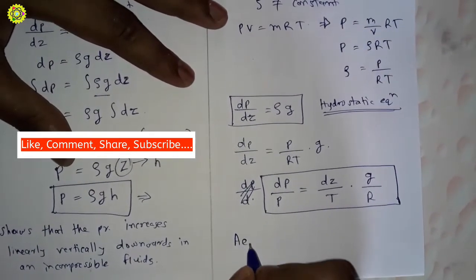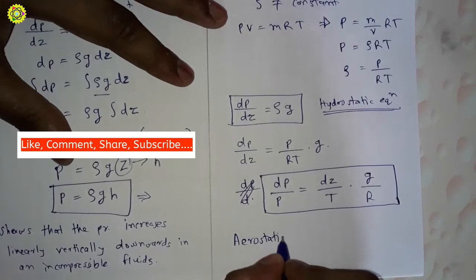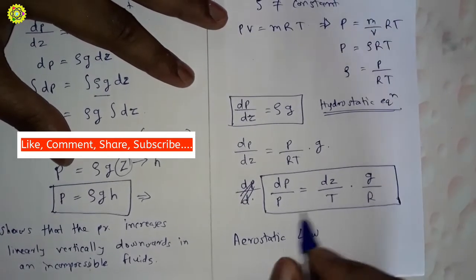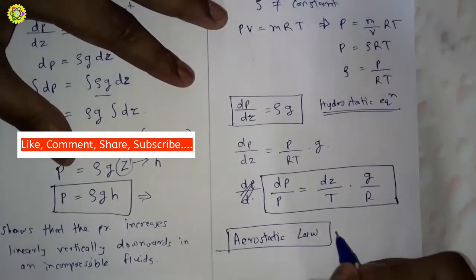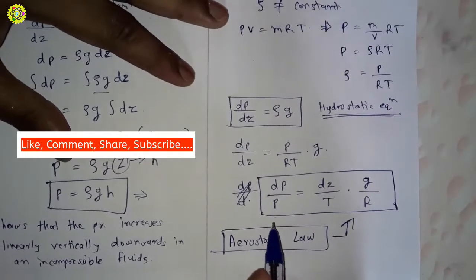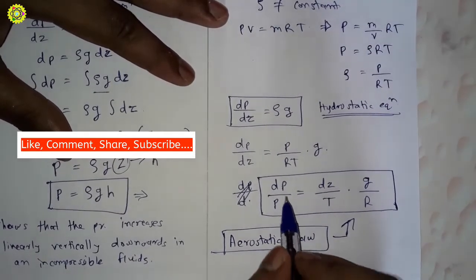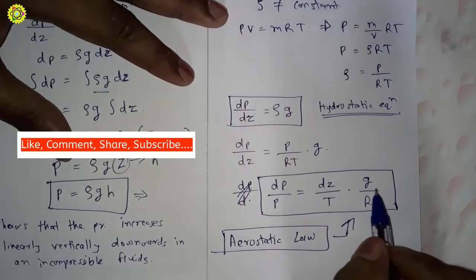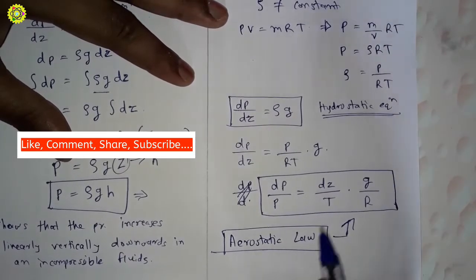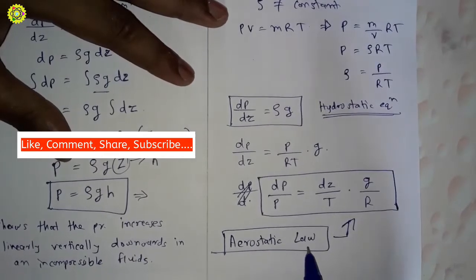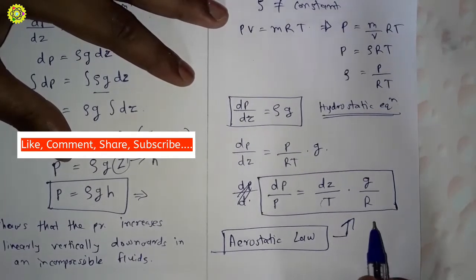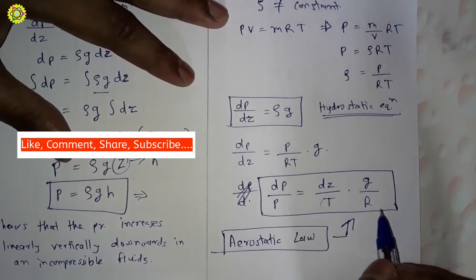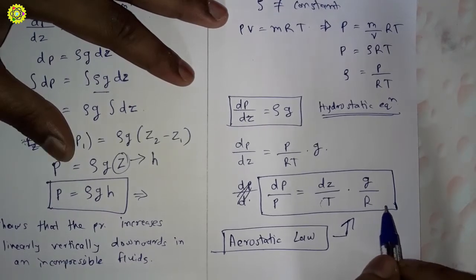This is our aerostatic law. So this aerostatic equation, that is dp upon p is equal to dz upon T into g upon R, is the aerostatic law. Here T is the temperature, R is the characteristic gas constant.